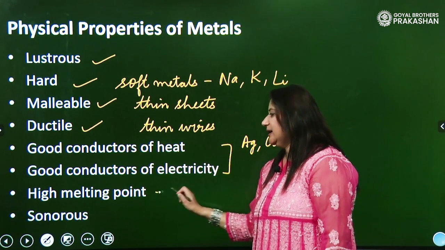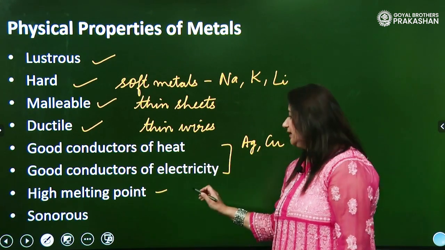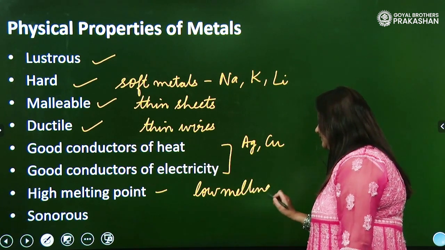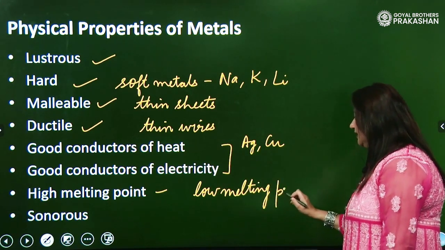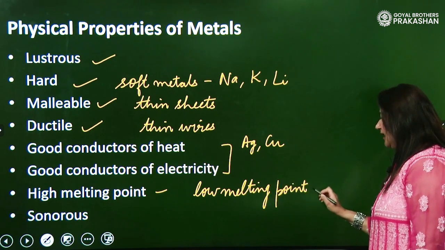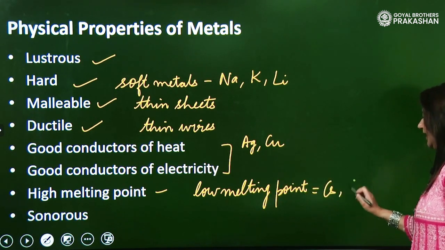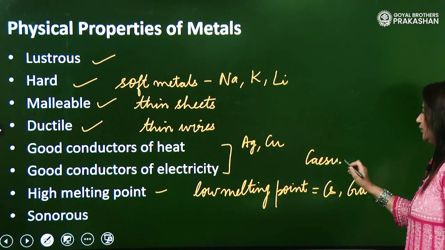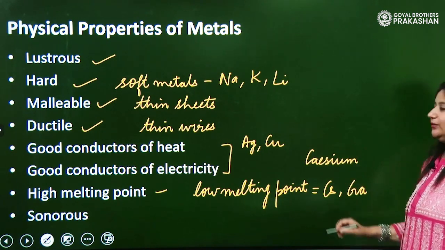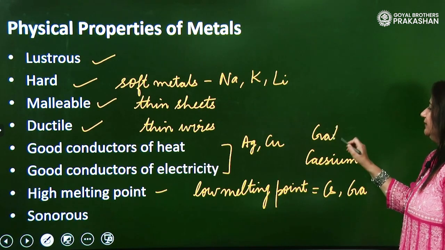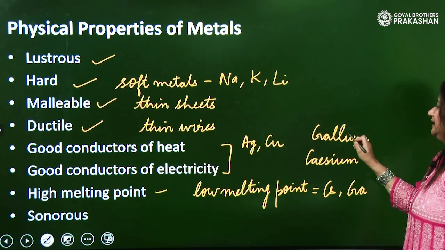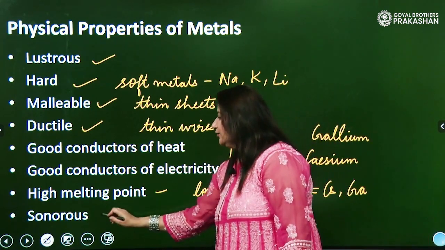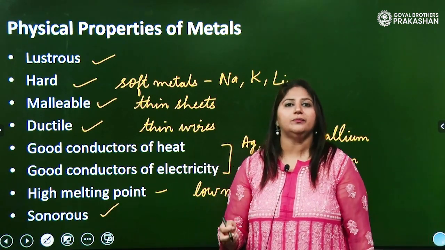Then they have high melting point, but there is an exception. Low melting point metals are, any idea, any guesses, children? Low melting point metals are cesium and gallium. Cesium, C-A-E-S-I-U-M, cesium. And what is gallium? G-A, either you write double L or single L, that's okay, but this is gallium and cesium. Then they are sonorous, that is they produce sound on beating.